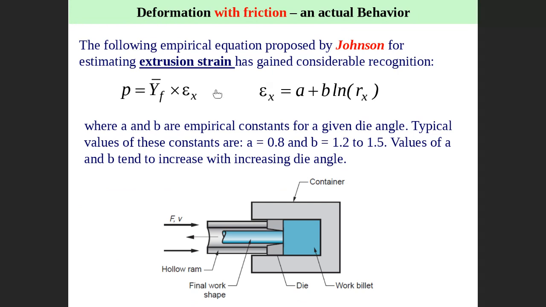Let me show you. Then pressure equal to Y bar flow multiplied by epsilon x, and epsilon x equal to a plus b ln Rx. A and b are constants, equal to 0.8 and 1.2 to 1.5. It tends to increase with the increase of the die angle. Then it is from 1.2 to 1.5. It depends on the die angle. Usually it is given in the problem.